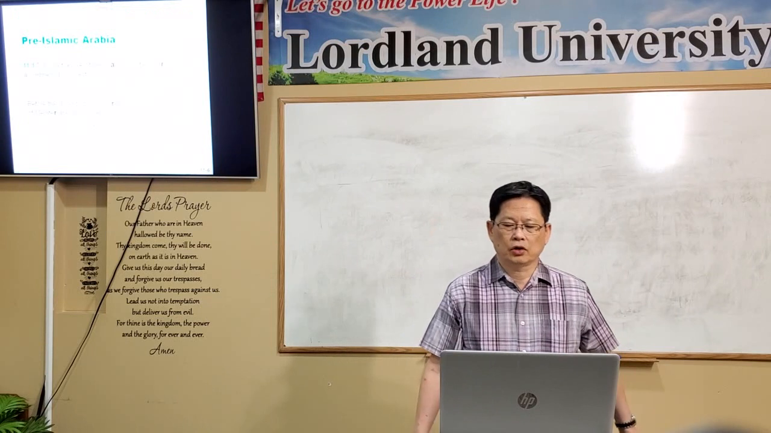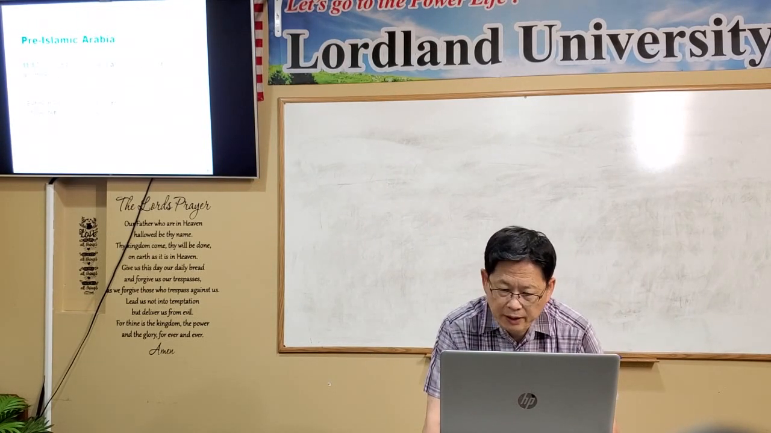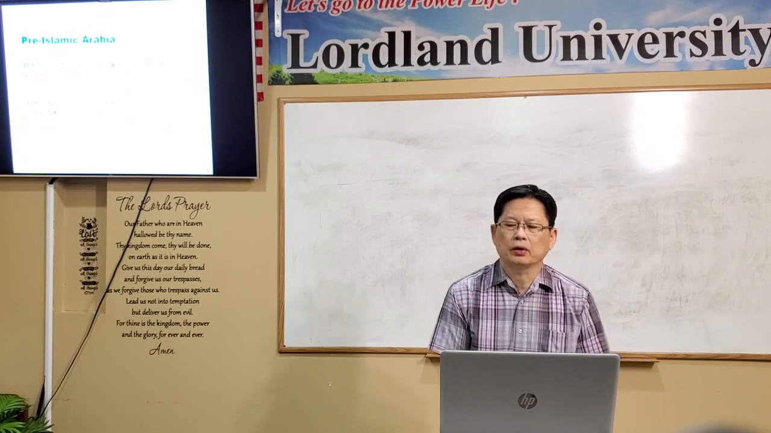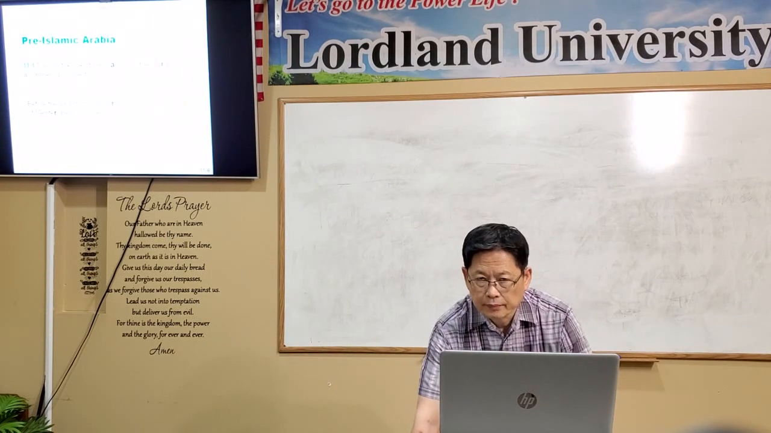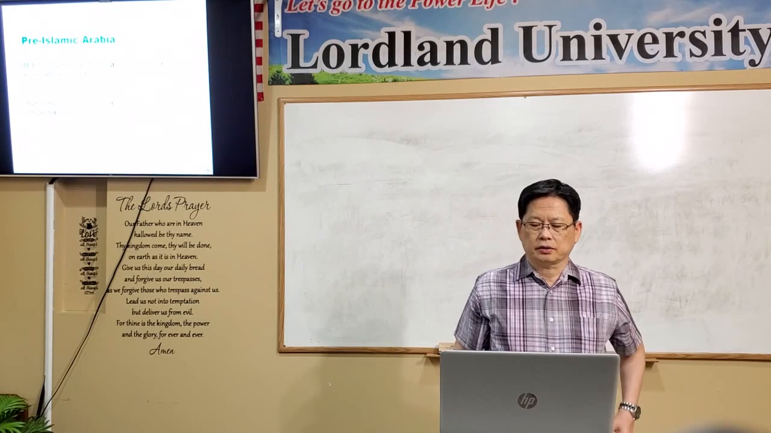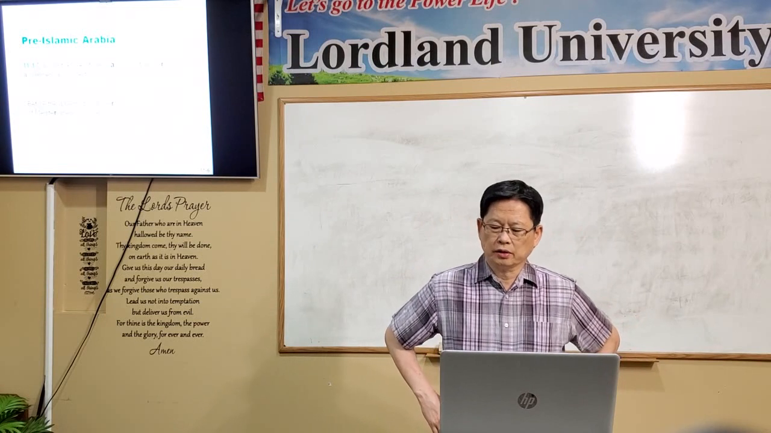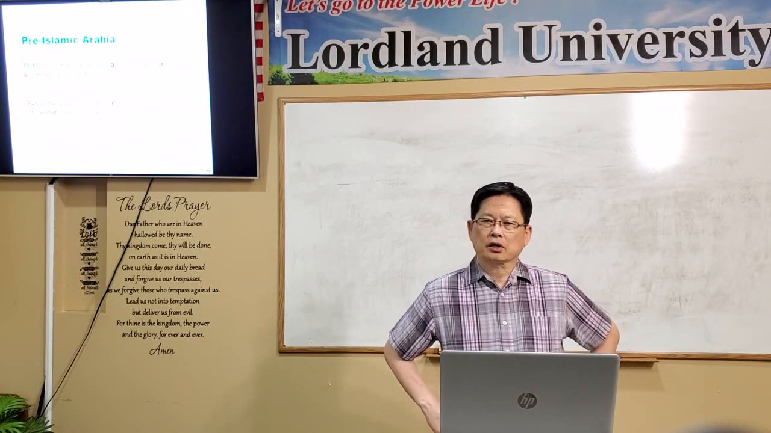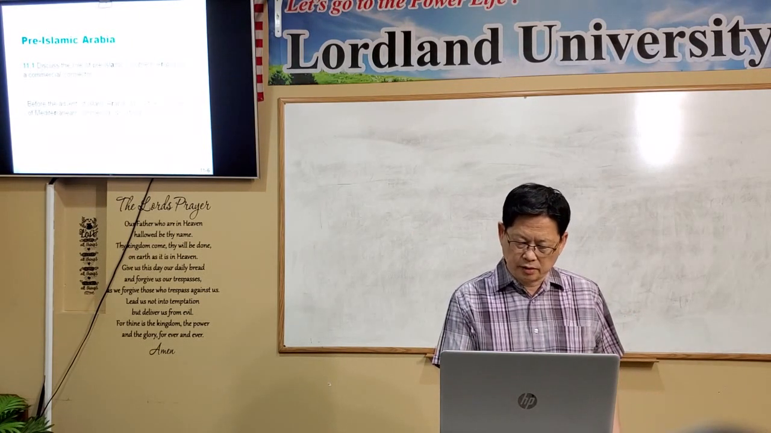Okay, module 1, pre-Islamic Arabia. Before the advent of Islam, the Arabian Peninsula lay on the margin of Mediterranean commercial world and Mediterranean cultural world, marginal Mediterranean world.